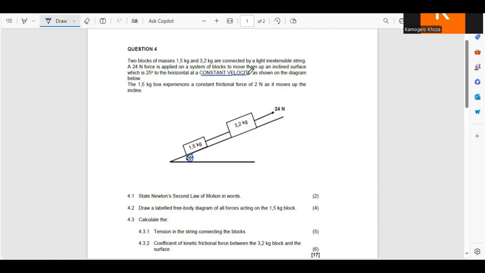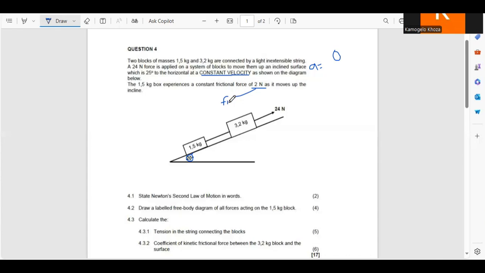Now, what do we know so far if something is moving up at a constant velocity? This simply means that your acceleration would be equal to 0, right? Shown in the diagram below, the 1,5 kg box experiences a constant frictional force of 2 newtons as it moves up the incline. So they gave us the kinetic frictional force of the 1,5 kg block.